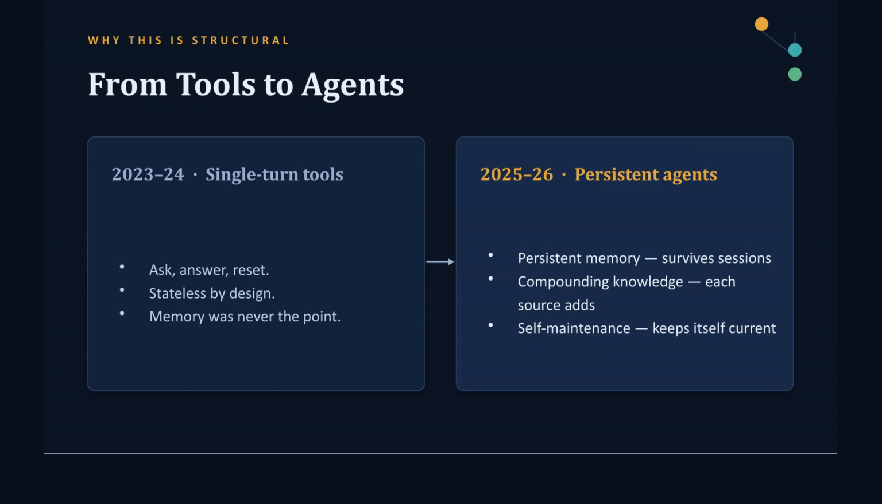Between 2023 and 2026, AI shifted from single-turn tools to persistent agents, systems that plan, act, observe, and revise over long horizons. An agent like that needs 3 things a chat box doesn't: persistent memory that survives across sessions, compounding knowledge, so each new source makes it smarter rather than starting from zero, and self-maintenance, so it keeps its own knowledge current. The tools era didn't need any of these. The agent era can't function without them.